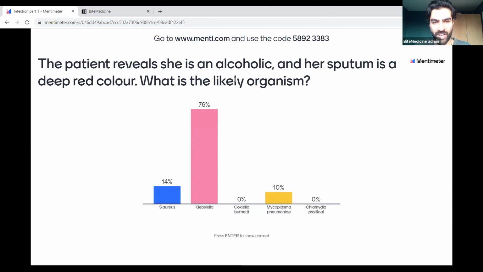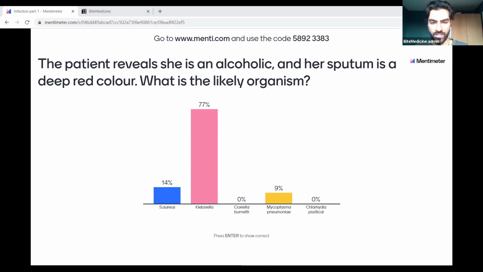Okay, very good. 80 or 90% of you got that right. Really well done. So Klebsiella pneumonia is typically seen in alcoholics, and they get red currant jelly sputum. So that's a high yield association.